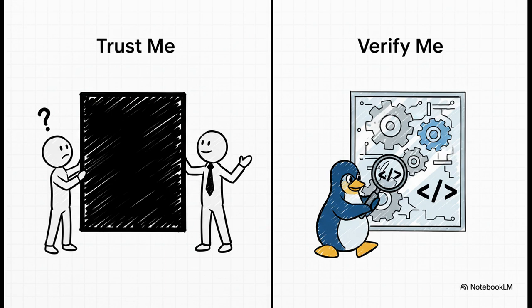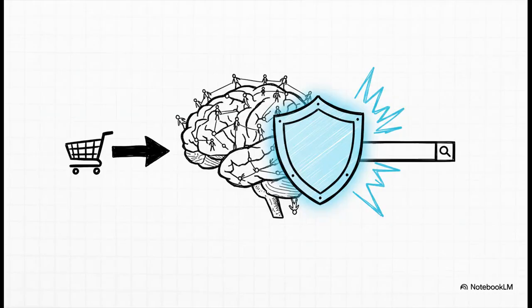Because the source code is open, anyone in the world with the technical know-how can pop the hood and audit it for hidden data collection or anything else. Trust isn't demanded, it's earned through verification. This transparency creates something incredible, what you could call a community immune system.